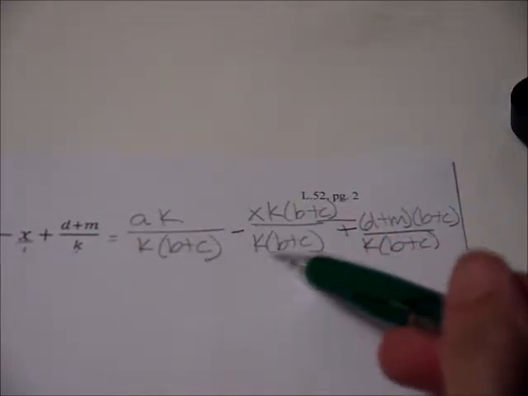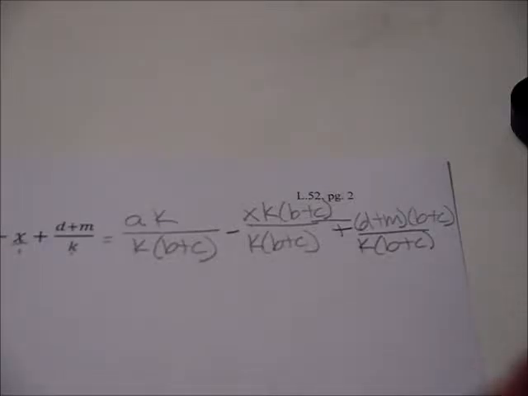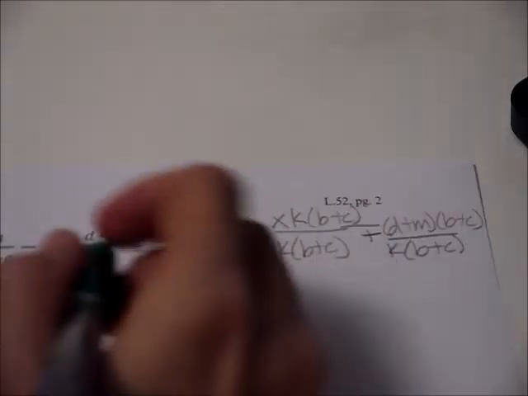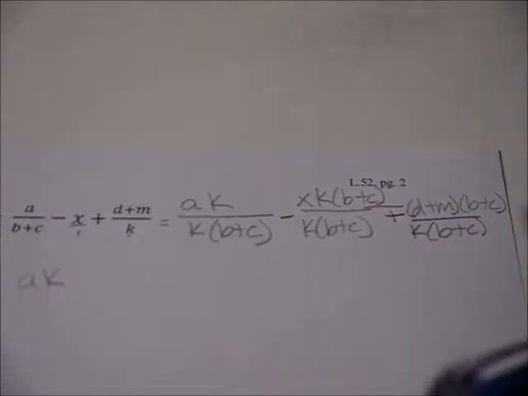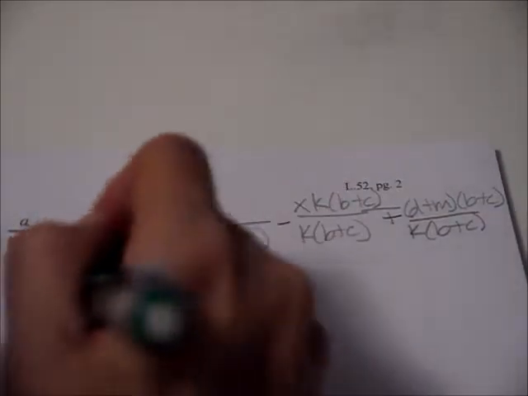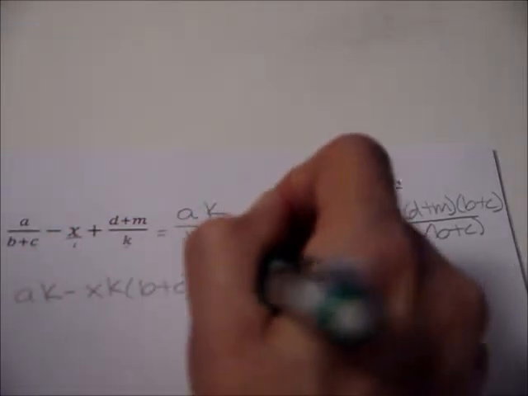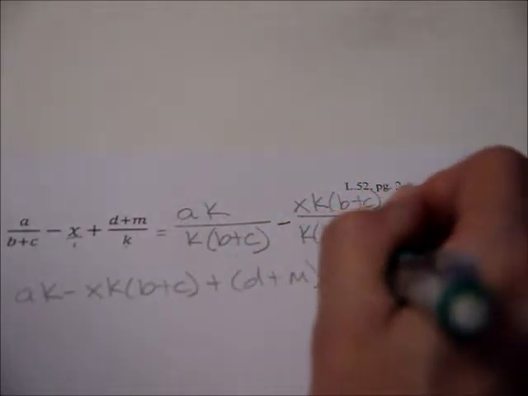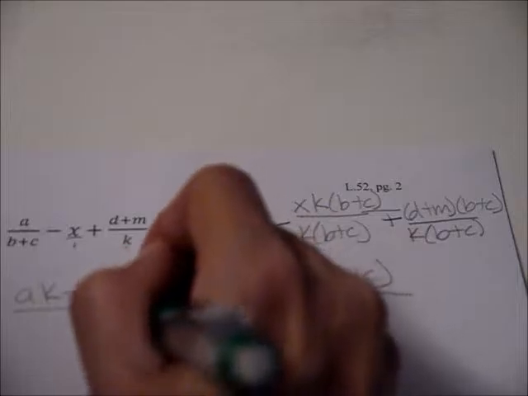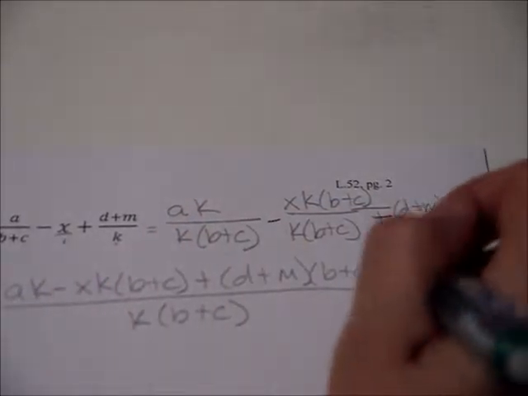Okay, so now we've got everybody over the same denominator, and we're going to leave it without multiplying anything through. So if we put all of these together, we're going to have AK, make sure you can see that, AK minus xk times b plus c plus the last numerator there, all over k.